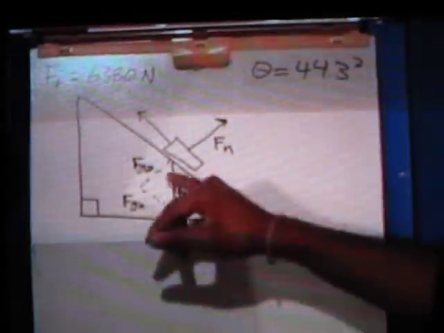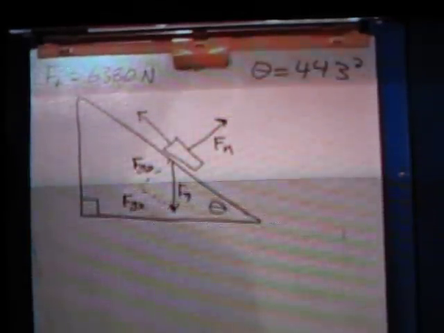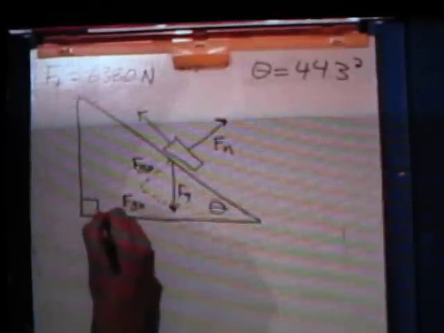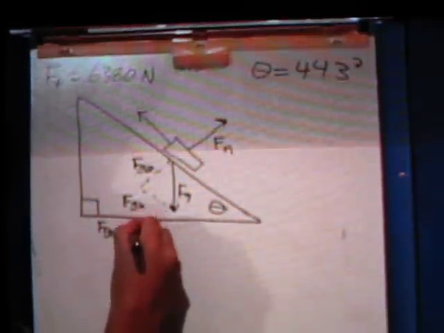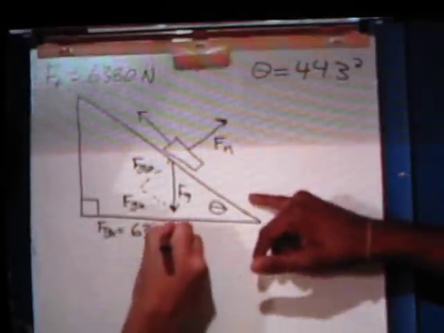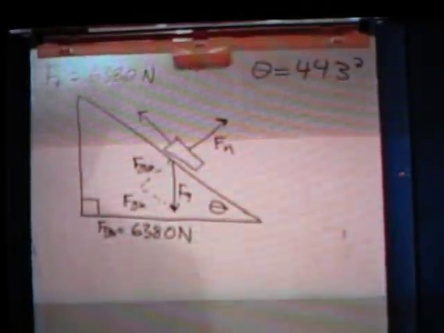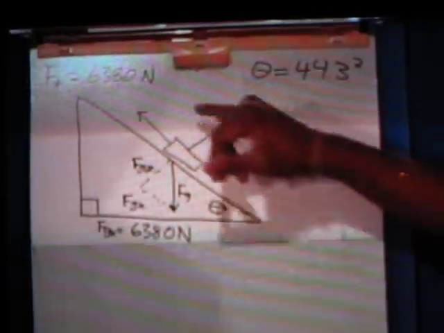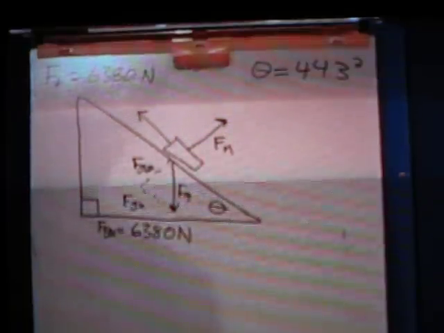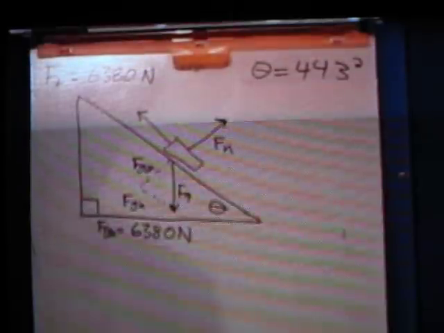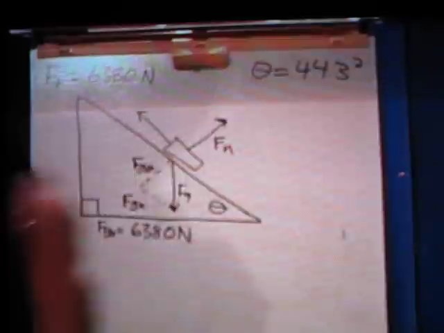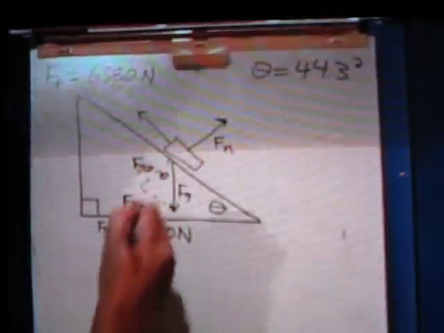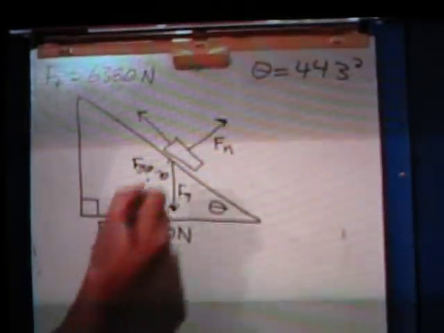We don't know what the normal force is, so we also don't know what the y component of gravity is. But what we do know is that the crate is at rest, which means the two forces acting upon it on both sides are equal. And because there's only one force moving this way, the x component of gravity is going to be equal to the force of tension, which is equal to 6,380 newtons. Now, we also know that the angle over here, which is the angle to the vertical of the force of gravity, is equal to the angle of inclination.